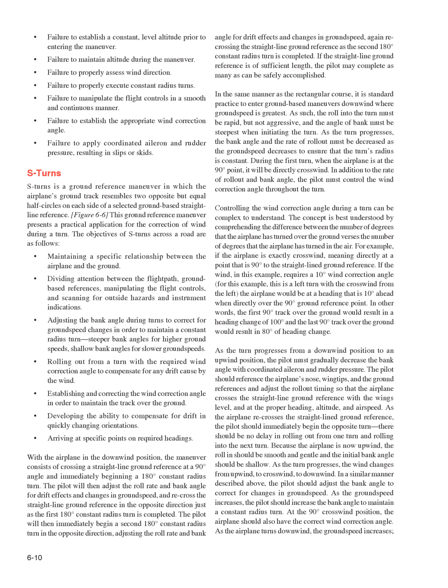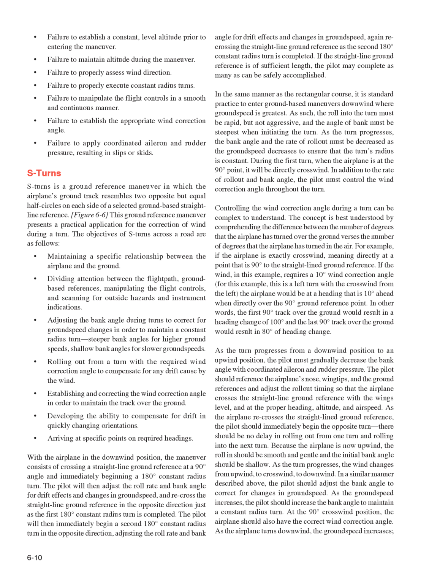During the first turn, when the airplane is at the 90 degrees point, it will be directly crosswind. In addition to the rate of rollout and bank angle, the pilot must control the wind correction angle throughout the turn. Controlling the wind correction angle during a turn can be complex to understand. The concept is best understood by comprehending the difference between the number of degrees that the airplane has turned over the ground versus the number of degrees that the airplane has turned in the air.